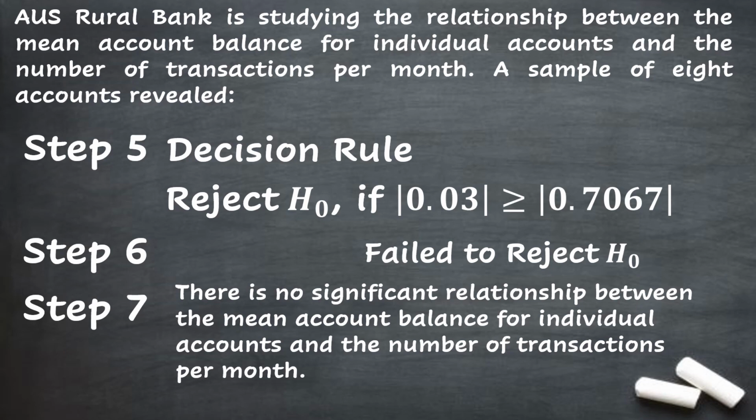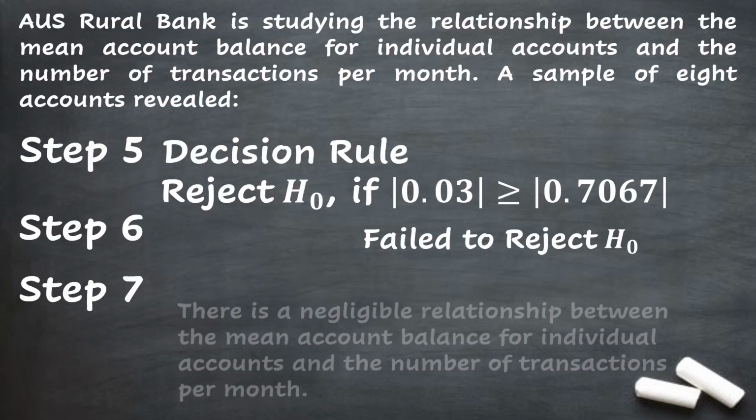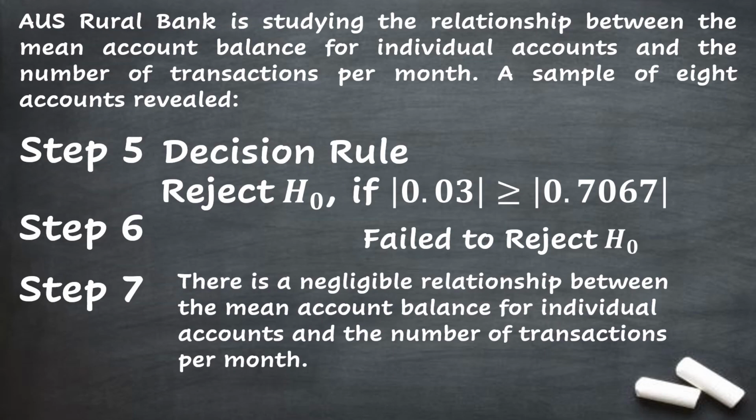To verify this, let us get the degree of relationship for this given problem. Since R computed is 0.03, it falls in the range of 0.00 to 0.30, and the interpretation is negligible correlation, which agrees with the conclusion that there is no significant relationship between the two given variables. The final conclusion is there is a negligible relationship between the mean account balance for individual accounts and the number of transactions per month.